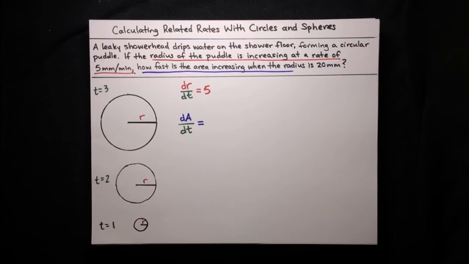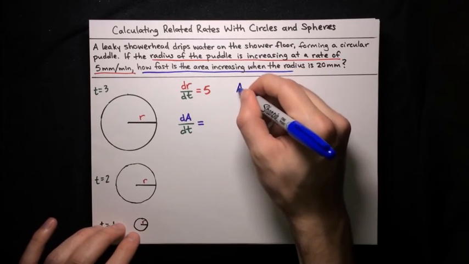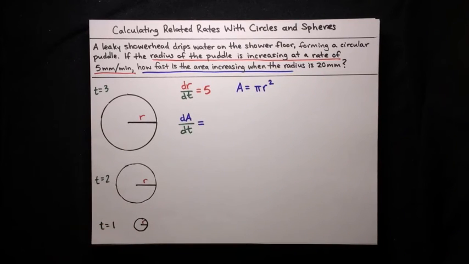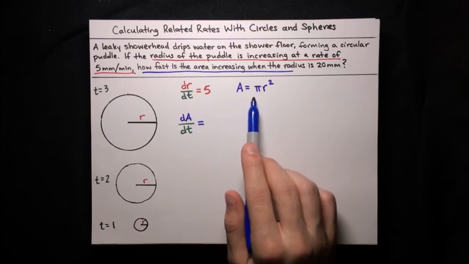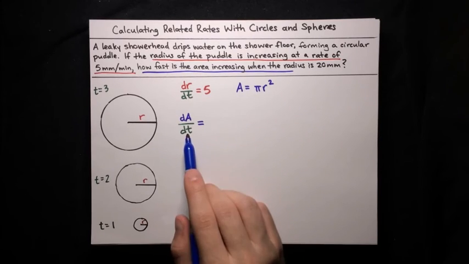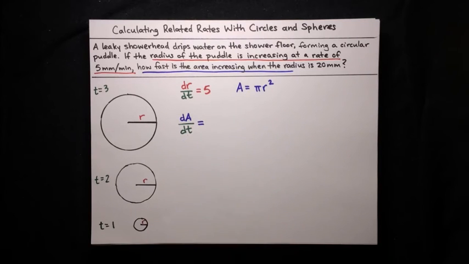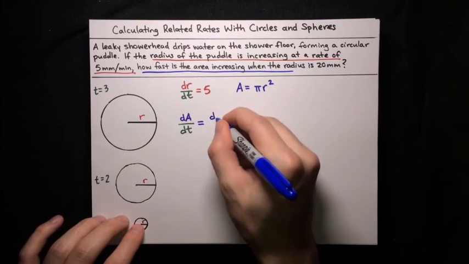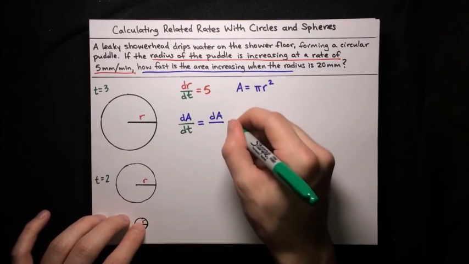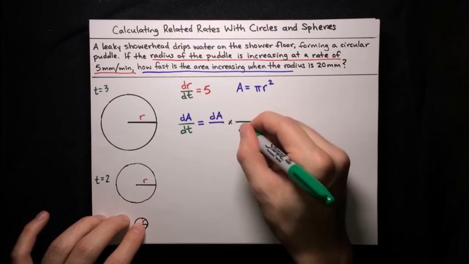Before we get into that though, what do we know about the area of a circle? How is it related to its radius? Well, we know that the area of a circle is just given by the following formula. A, area, equals pi times the radius squared. Okay, so the way we approach this problem is we take these two bits of information, dr/dt equals 5 and A equals pi r squared, and we use them to pull apart this derivative, dA/dt, into the product of a couple of derivatives that we can actually compute. So we're going to write this as dA over something, we don't know what that something is just yet, so we'll leave it blank, then times something over dt.